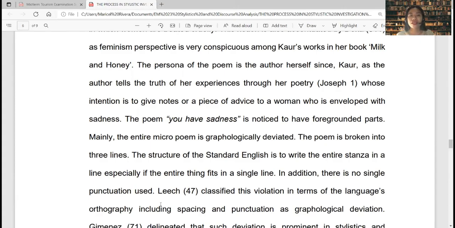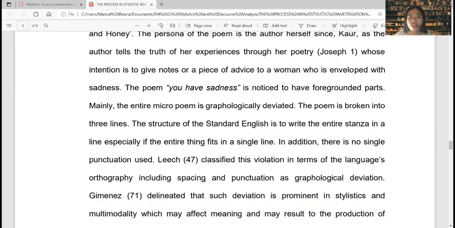But she broke it down and created a poem out of the broken parcels, out of the broken portions of such a line. Our long line, when we look at it, could really be made into one, right? So in addition, there is no single punctuation used.